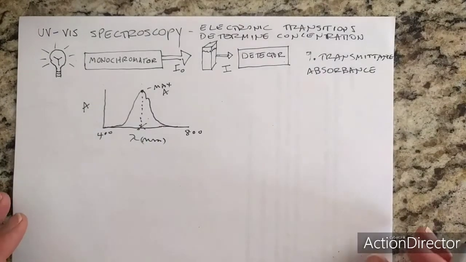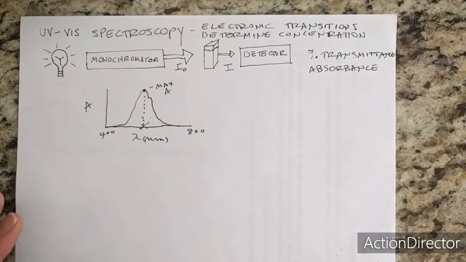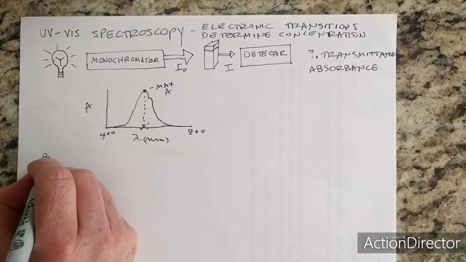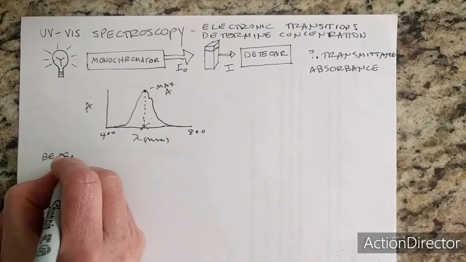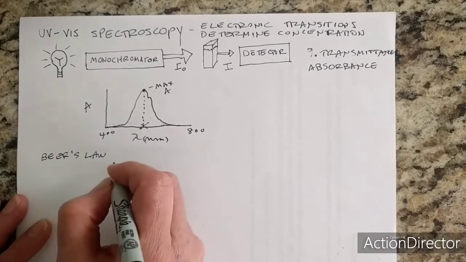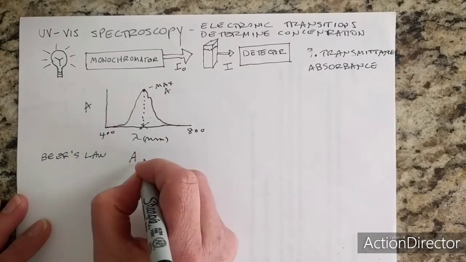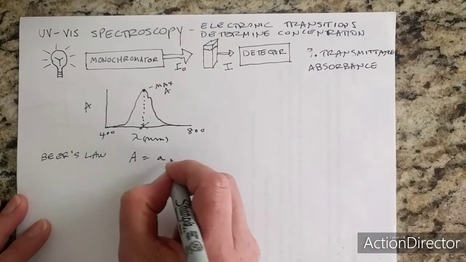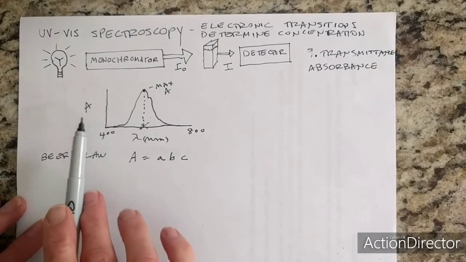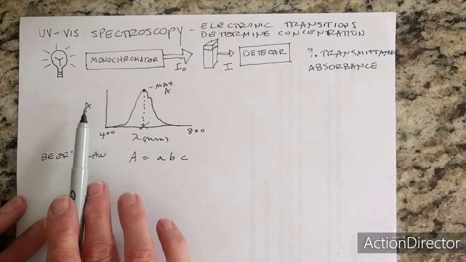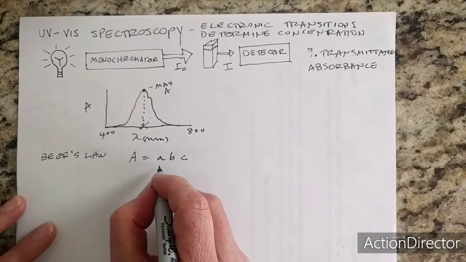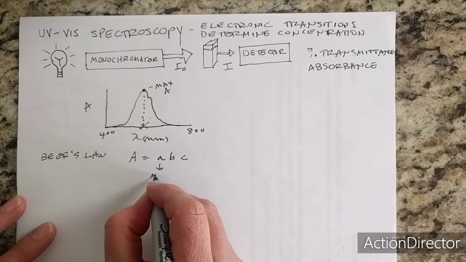Okay, so for UV-Vis spectroscopy, our important law is Beer's law, or the Beer-Lambert law, which tells us that the absorbance equals a b c. The amount that the sample absorbs is directly proportional to a, which is the molar absorptivity. That is a constant.